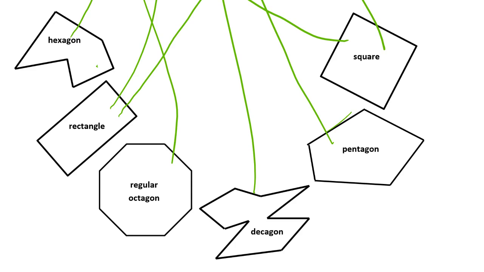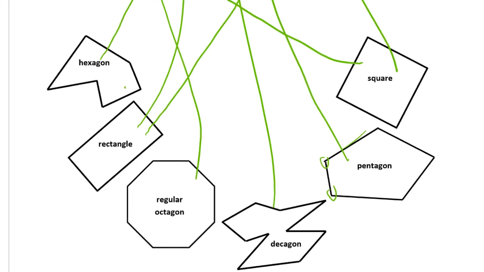Pentagons don't have to have right angles. I don't see any angles here that look like right angles. These are kind of close, but they're not right angles. The decagon doesn't have anything that's even close to a right angle. The regular hexagon can't have any right angles. The regular octagon, I'm sorry, I keep calling it a hexagon. Regular octagon can't have any right angles.